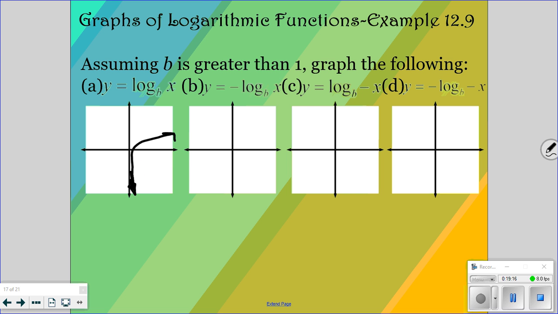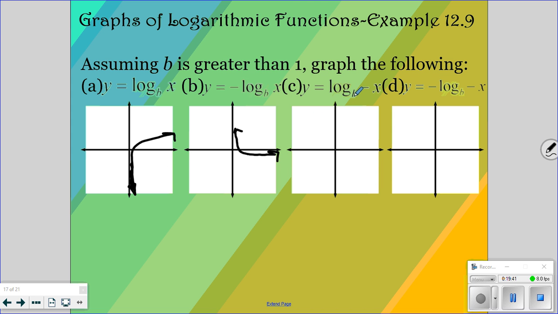It shouldn't be curving away from the y-axis, it should be getting closer to it. But that's the basic shape of log base b of x. This one is what we just graphed, and it was going this direction. It is the reflection of it across the x-axis.